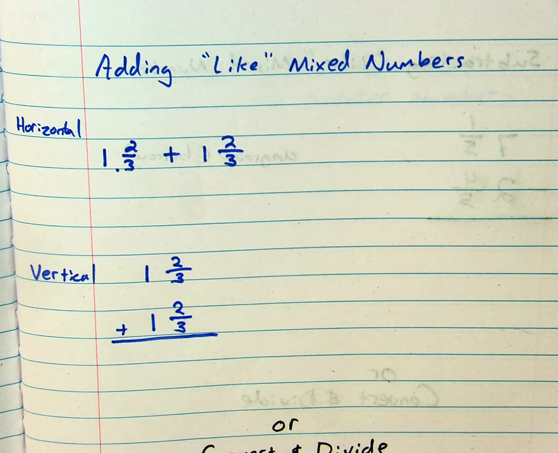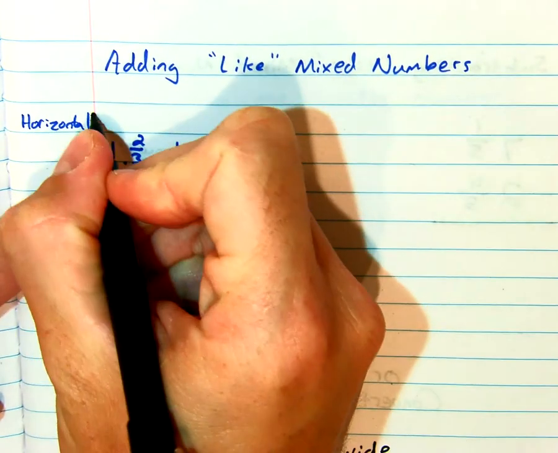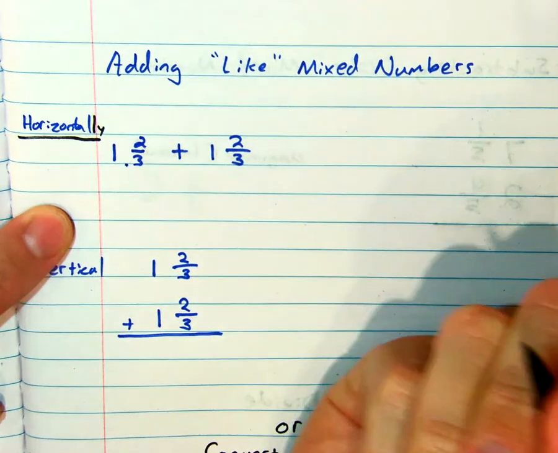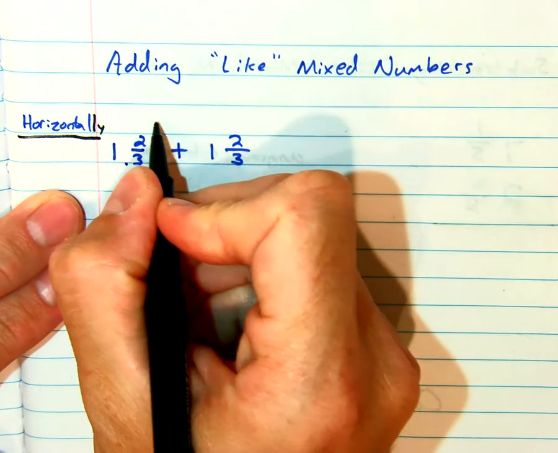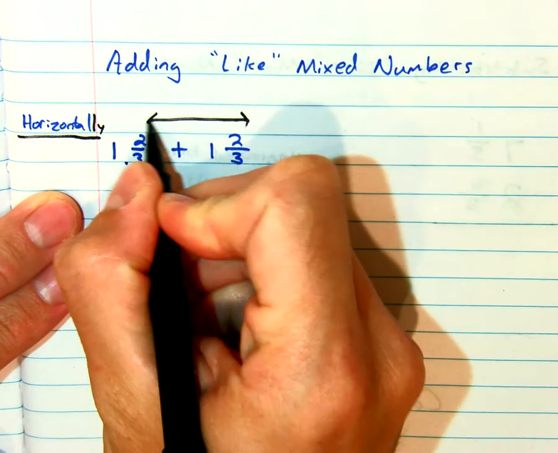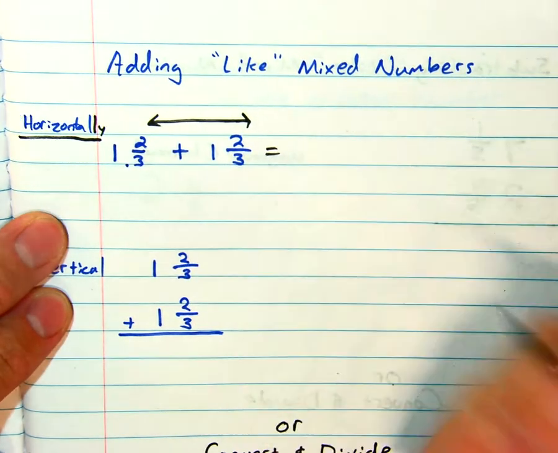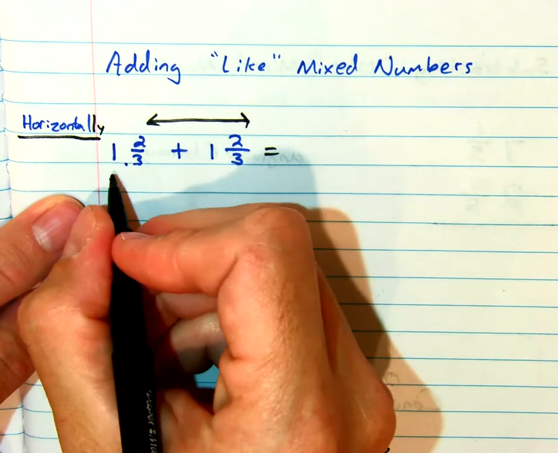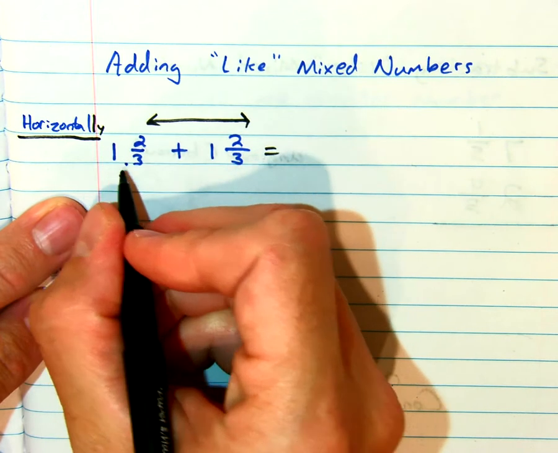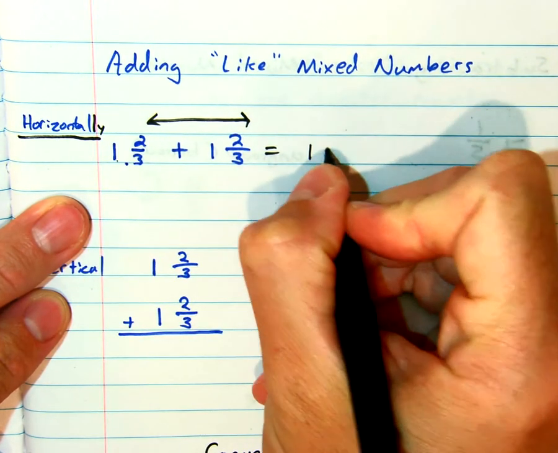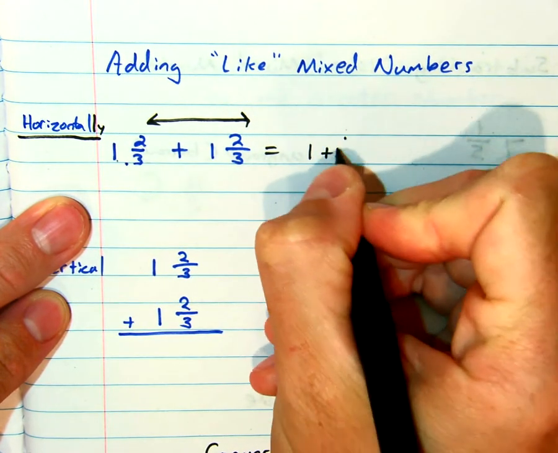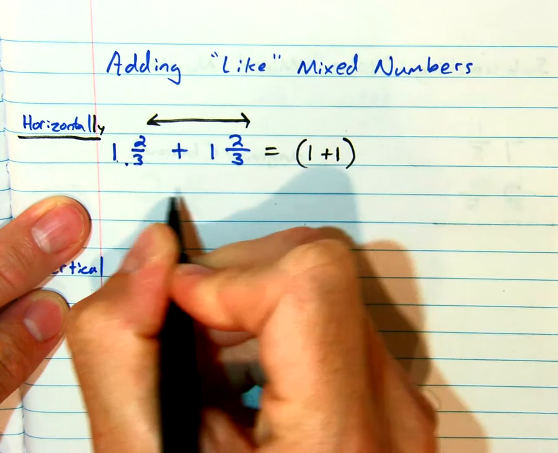And let me see if I can get my notes ready. So if we're going to do this horizontally, oh, I need an ly in there. Say it with me, ladies and gentlemen, horizontally. And just a reminder, that means left to right. So we're going to go left to right here, horizontally. Let's add it up. What we're going to do is we're going to take our whole numbers, 1 and 1, and add them separately inside parentheses. So we're moving them over.